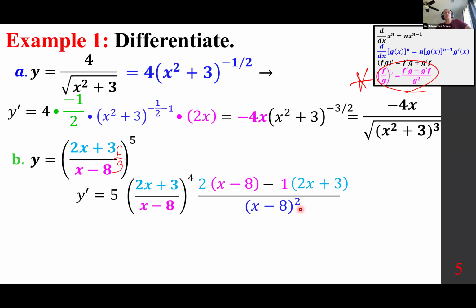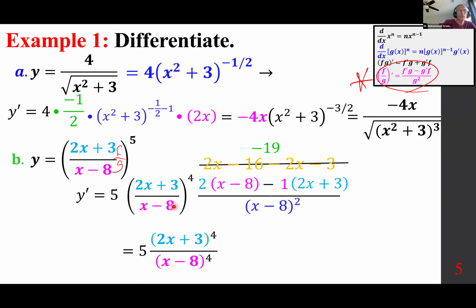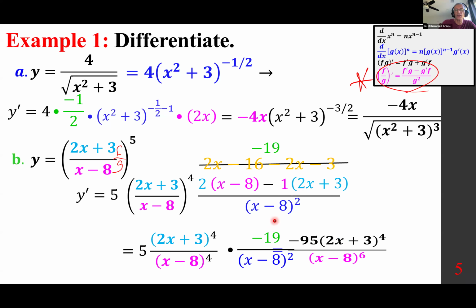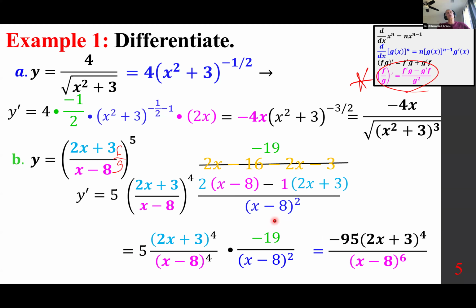This is the extent of the calculus. We are done. So we are going to distribute: 2x minus 16 minus 2x minus 3, and 2x cancels out the negative 2x. These two add up to negative 19. I'm going to rewrite this so it becomes clear that the top has exponent 4, so does the bottom. And the bottom is (x minus 8) to the power of 4 plus 2, which makes it 6. And the top is 5 times negative 19, negative 95, times (2x plus 3) to the power of 4, and we are done.